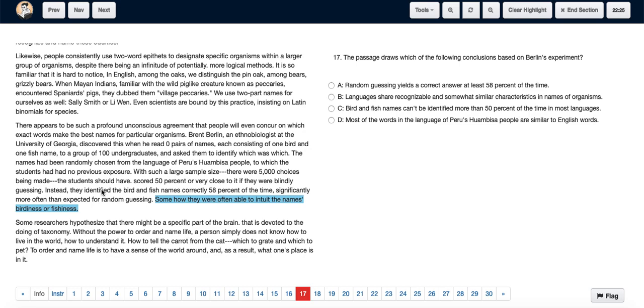Thus, we can say that languages share recognizable and somewhat similar characteristics to the names of organisms. Hence, we choose option B.